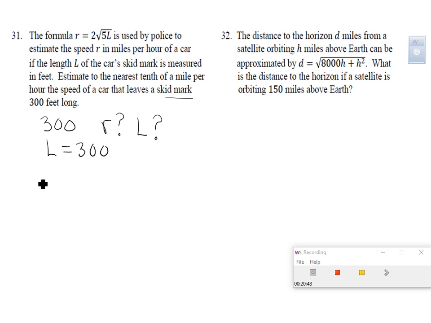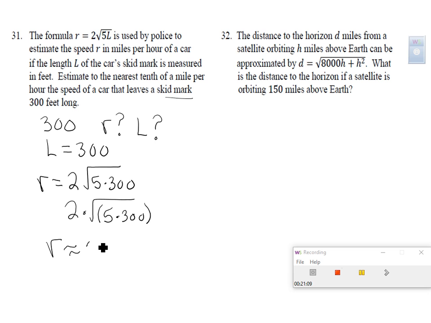Well, now here comes the easy part. R equal 2 times the square root of 5 times 300. Run this straight through your calculator. You'll go 2 times the square root of, put that in parentheses to make sure your calculator is going to do it for you. And guys, if you run that through your calculator, you should get about 77.5 miles per hour. It said round to the nearest tenth, so I needed 1 decimal. So guys, that's all there is. Read it and decide what they gave you. They'll either give you the D or the H or the L or the R.